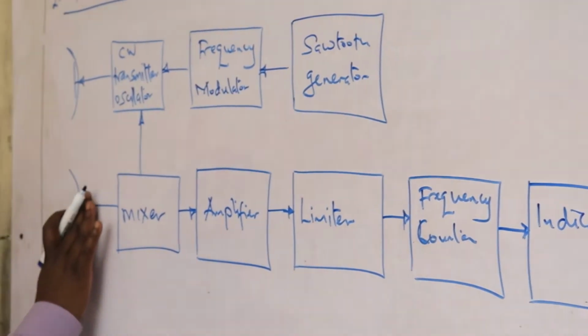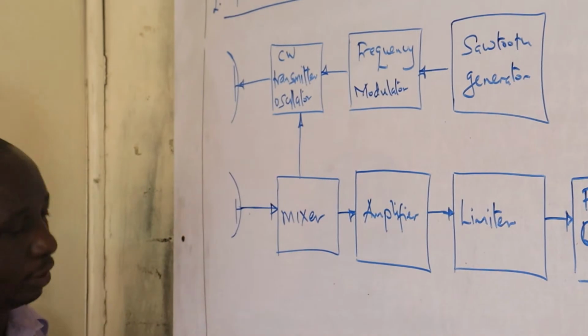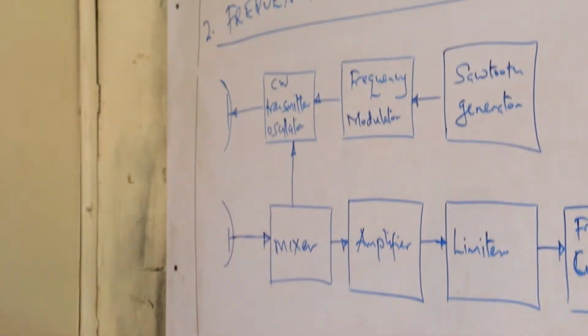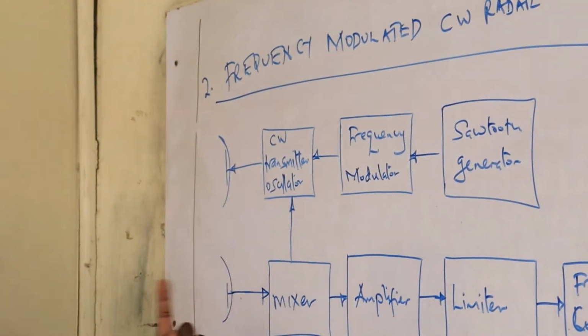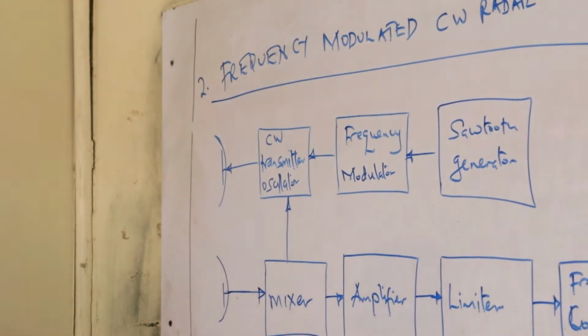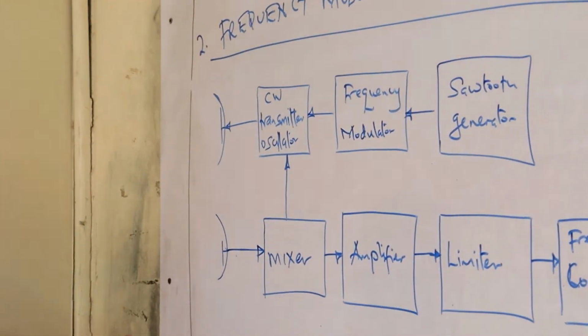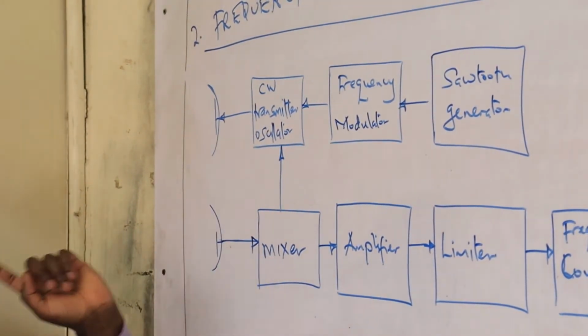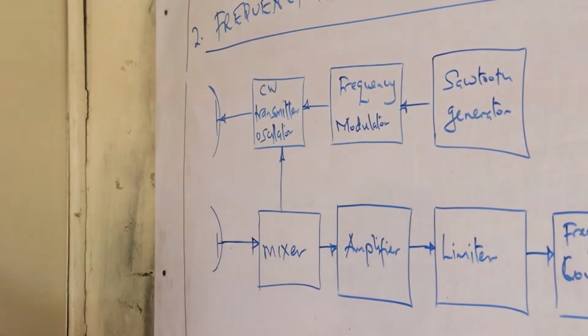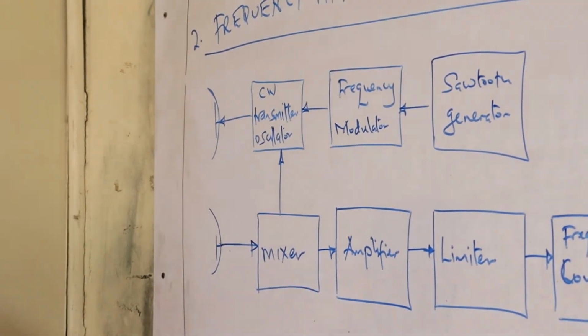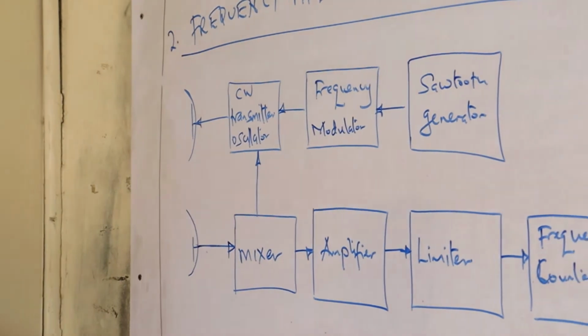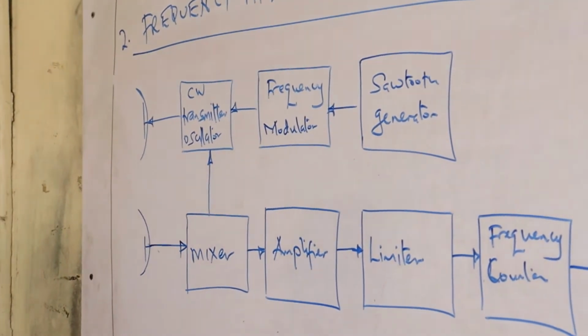Sorry for this arrow. This arrow is supposed to show that when you receive the signal, the mixer is split into two. One goes to the transmitter oscillator and one goes to the amplifier for the detection. So when you look at this, the sawtooth generator is used because of the easiness of modulation. It's modulated so that we can have the range detected very easily.